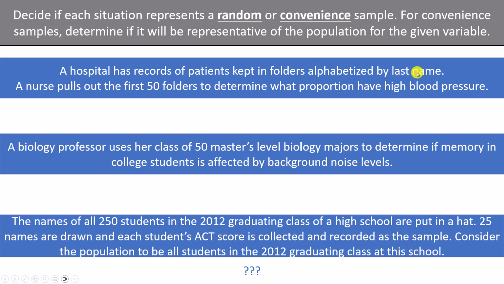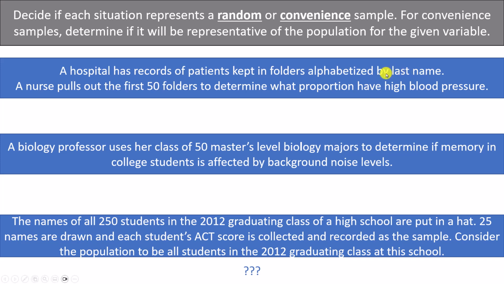So if it's a convenience sample, the next question we have to ask is, how have we biased the results? Well, in this case, we've biased the results towards individuals who are earlier in the alphabet, right? Earlier in terms of their last name. So we're going to get people whose last name probably starts with A or maybe B.